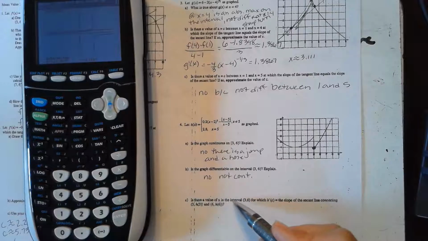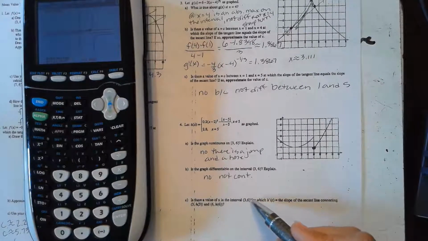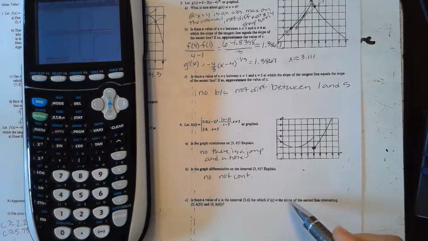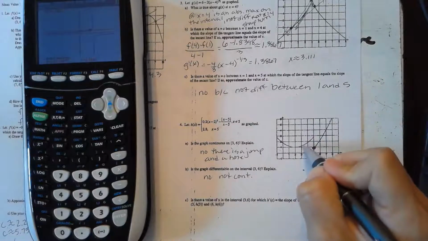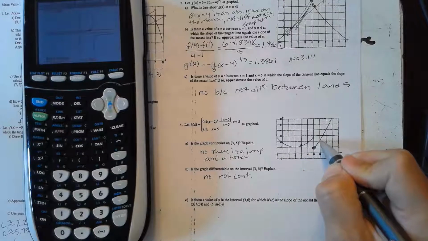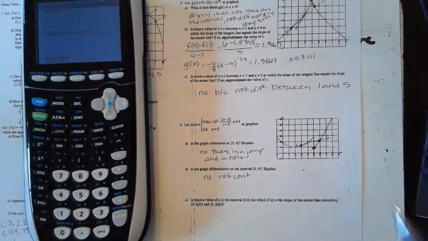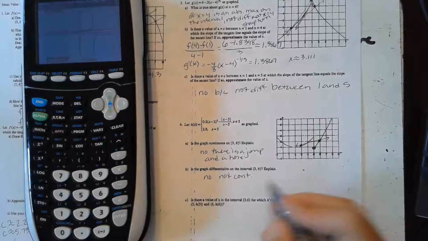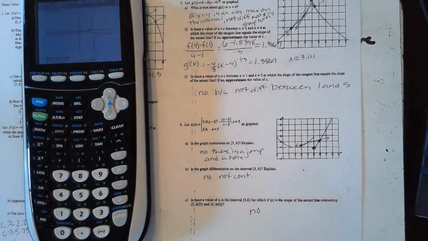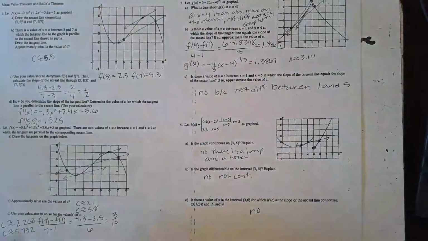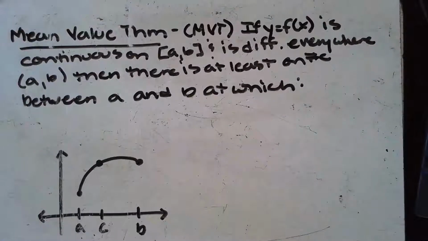Okay, is there a value of x in the interval 3 to 6 for which h prime of c equals the slope of the secant line connecting h of 3 to h of 6 right here? Is there one? Can we find a tangent line that is parallel to that? No, we cannot. So what we're discovering here is the mean value theorem.